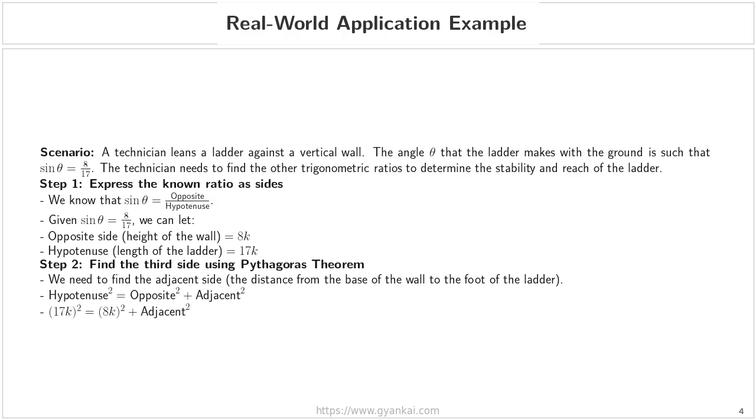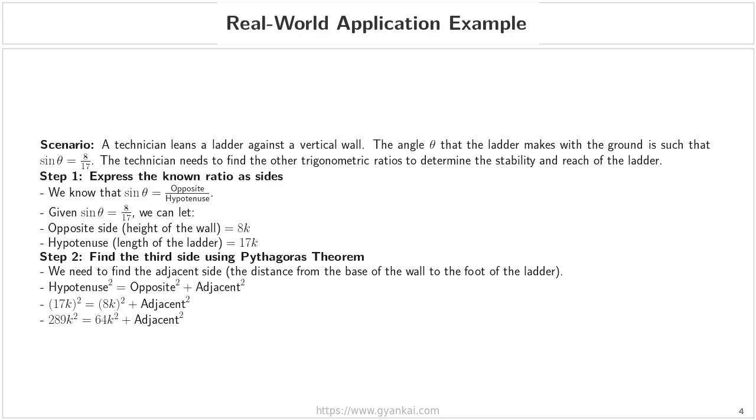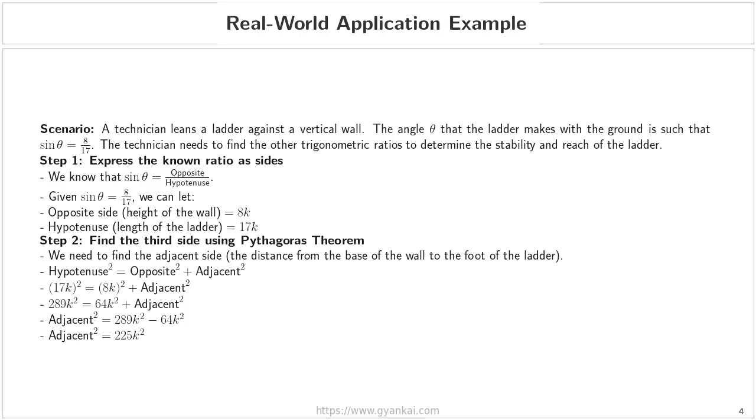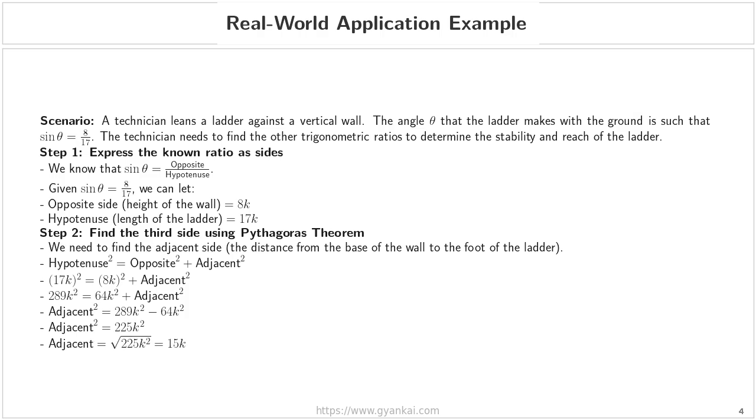Substituting our values, we get 17k squared, which equals 8k squared plus adjacent squared. When we square the terms, we get 289k squared equals 64k squared plus adjacent squared. To isolate the adjacent side, we subtract 64k squared from both sides, leaving us with adjacent squared equals 225k squared. Finally, by taking the square root of both sides, we find that the adjacent side is 15k.